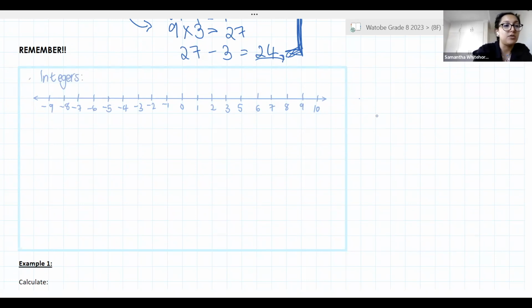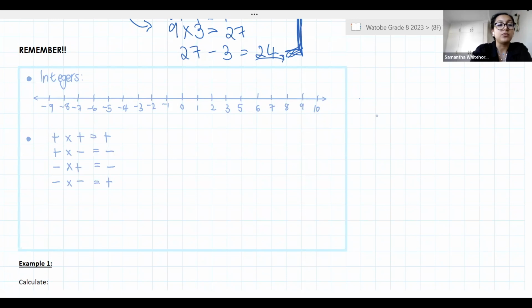Right, so that's the first thing that we need to remember. The second thing that we need to remember is what we spoke about on Monday, which is what happens to signs when we multiply or divide with integers. So if I've got a positive times a positive, my answer is going to be a positive. A positive times a negative, or even a negative times a positive. So as long as there's one of each sign, your answer will always end up being negative. And finally, a negative multiplied by a negative is equal to a positive.